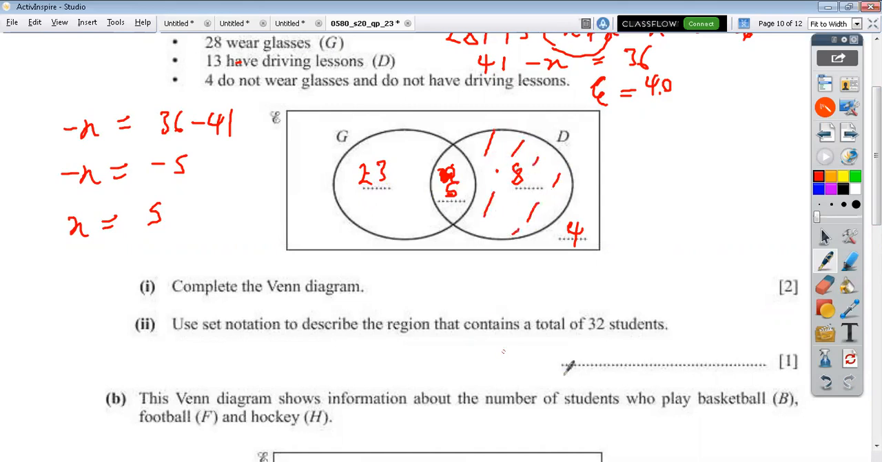So how do we exclude that region? G union what? G union not in what? G complement. G union complement, D.